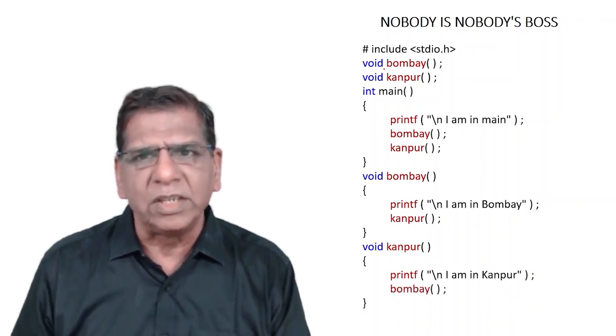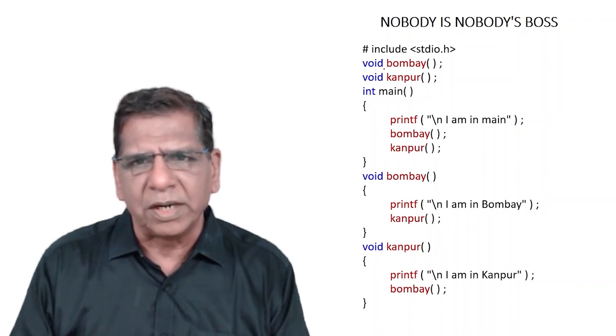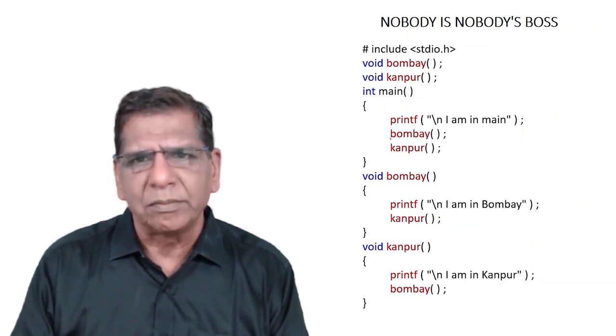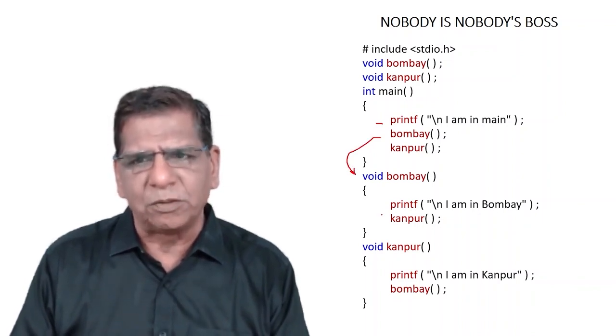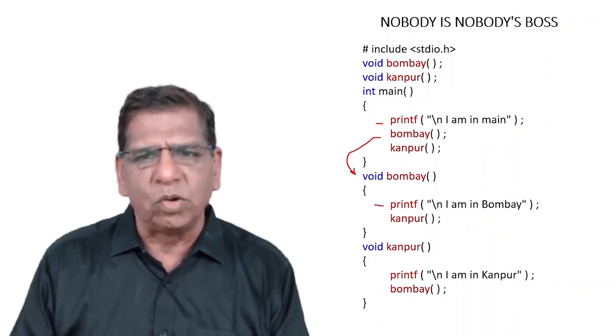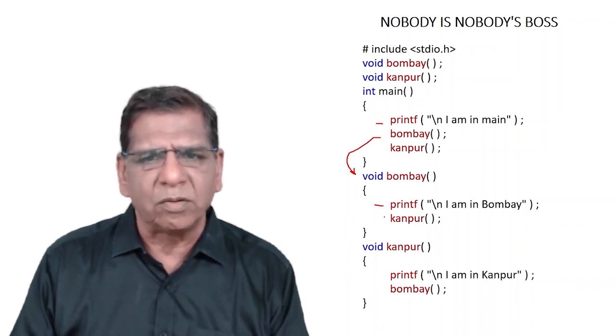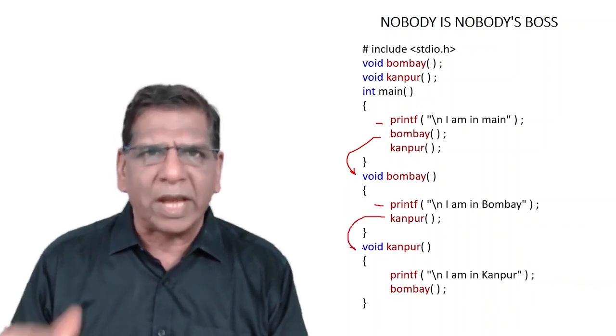So when you attempt to execute this program, execution we now know begins always with main. So first thing that would get printed is I am in main. Following that, there is a call to Bombay function. So control will jump to wherever Bombay is defined. So it will bring the control here. Here Bombay would get executed, as a result of which this printf goes to work. I am in Bombay gets printed. And now there is a call to Kanpur, which will bring the control wherever Kanpur is defined. Once it reaches Kanpur, it will print out I am in Kanpur.